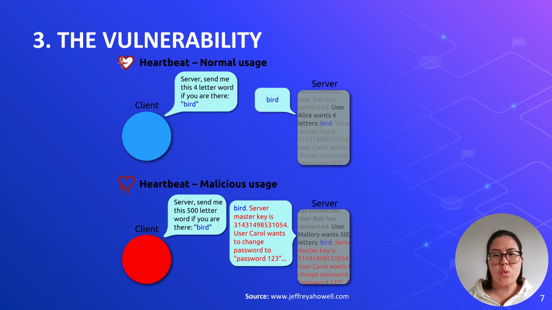This image illustrates the normal usage and malicious usage of Heartbleed. The intended Heartbeat mechanism works like this. A client sends a payload, such as the word bird, and states its size, in this case 4 letters. The server responds by echoing the same payload, bird. In contrast, the malicious usage of Heartbleed would work like this. An attacker can send a malformed request, which falsely claims that the size of the payload was greater than what was actually sent. So in this simple example, the client sends a payload of bird, but says that this is a 500-letter word. The server, trusting this input, returns 500 letters from whatever data is in its memory. This could expose passwords, encryption keys, and other confidential information stored in memory.